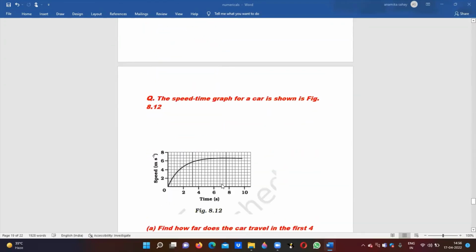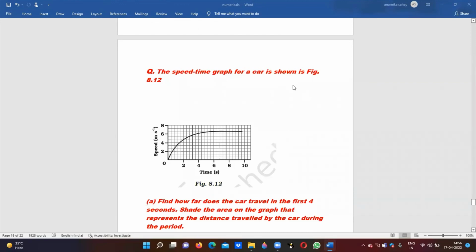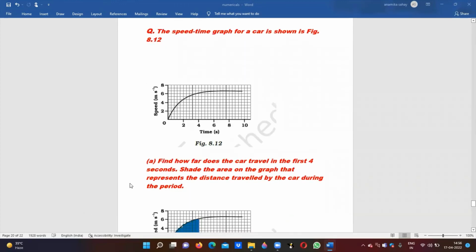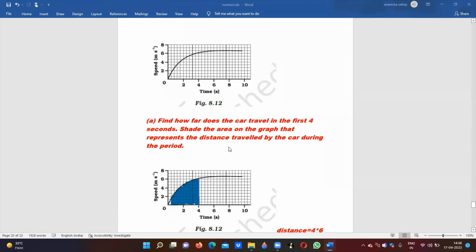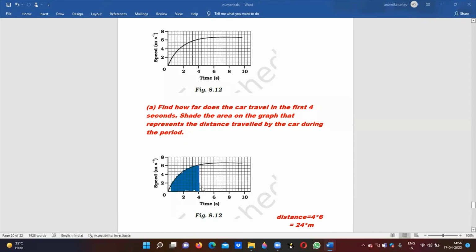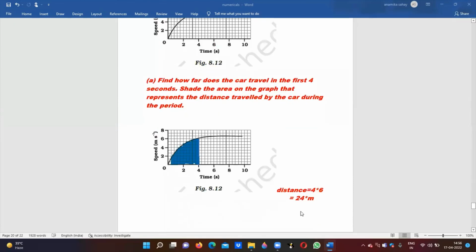The speed time graph for a car is shown in the figure. Find how far the car travels in the first 4 seconds. State the area on the graph that represents the distance traveled by the car. It's very easy. For the first 4 seconds, this part of the graph gives the distance. So speed into time, where the speed is 6.